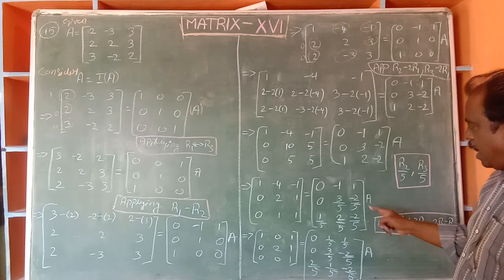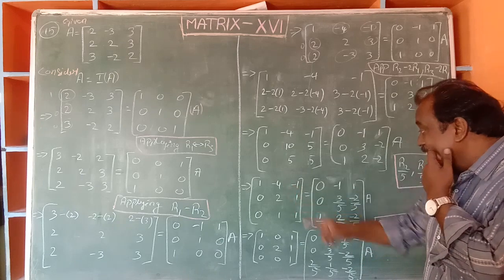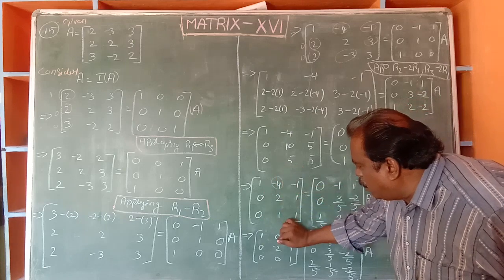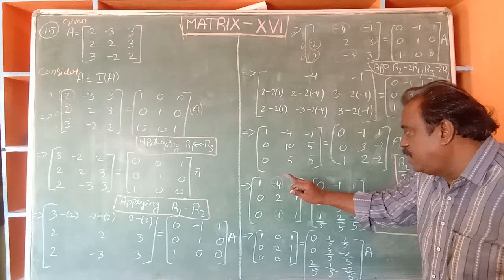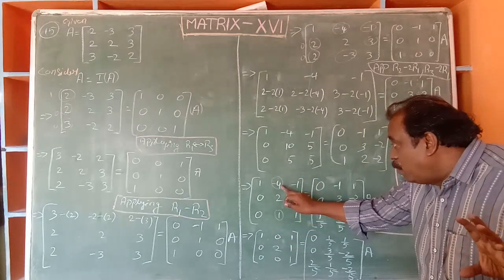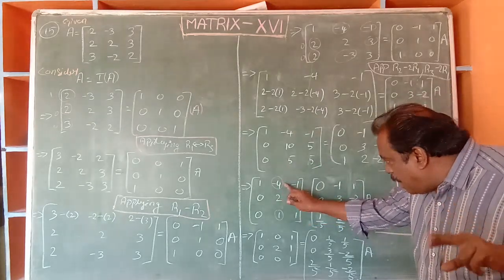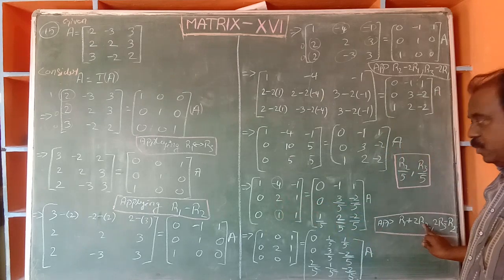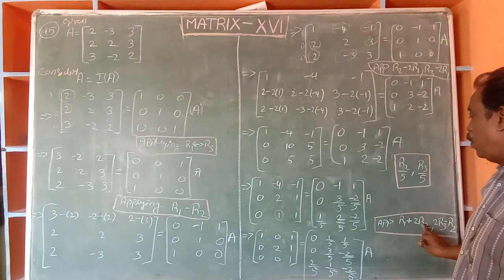In order to make zeros here, we want to get 2 zeros here. Minus 4 is there, this is R1. Multiplying R2 with 2: minus 4 plus 2 into 2. Okay? Like that, R1 plus 2R2.